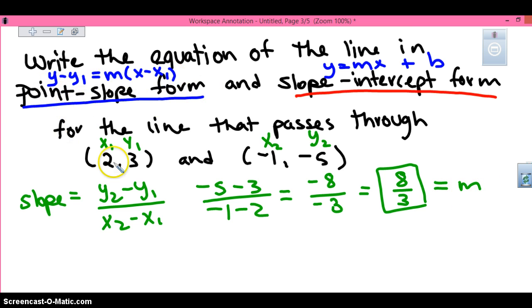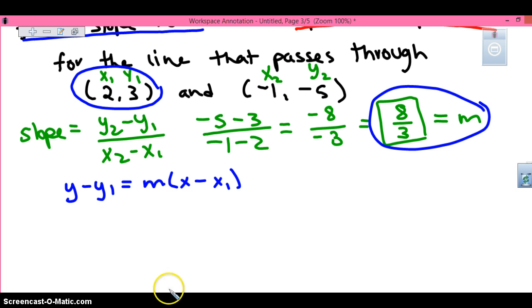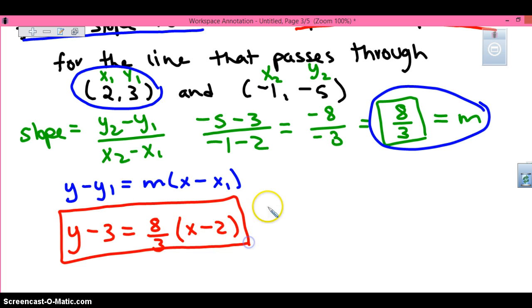So let's start by writing our equation in point-slope form right here in blue ink. I'm going to rewrite it: y minus y sub 1 equals m times x minus x sub 1. In order to get this equation, what do we need? We need our x sub 1 and y sub 1, which we already labeled, and we need slope. Do we have that information? Yes. So all we're doing now is substituting. y minus 3 equals slope 8 over 3 times x minus 2. This is our equation in point-slope form.